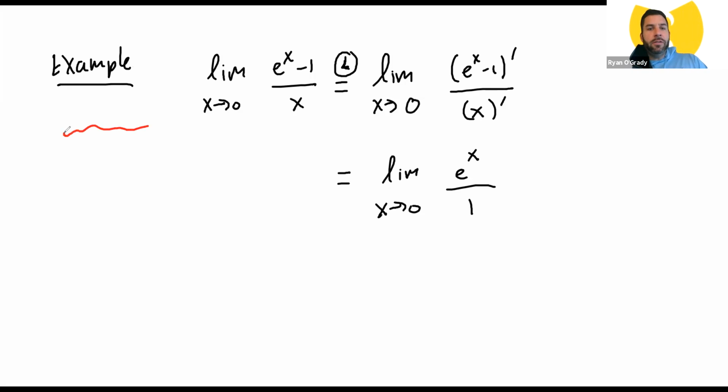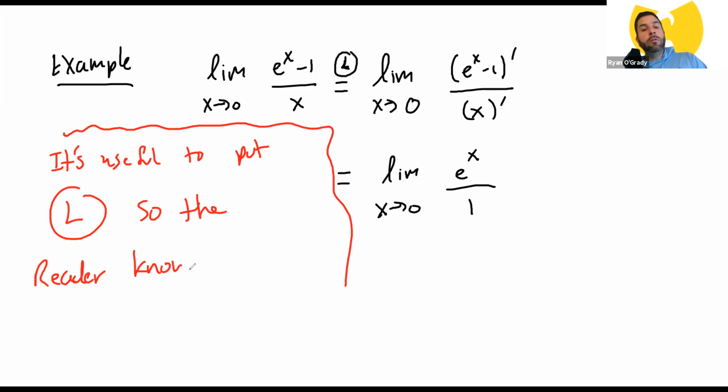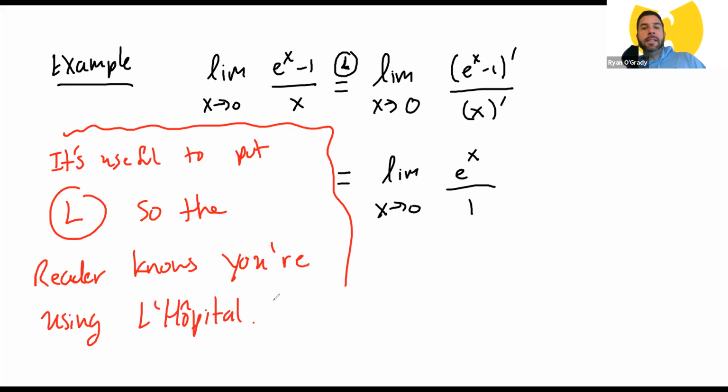So let me put that over there. It's important. So it is useful to put like an L with a circle, so the reader knows you are using L'Hopital. So that's an L. It's not a greater than. It's not an inequality. I'm sorry, that's sloppy.